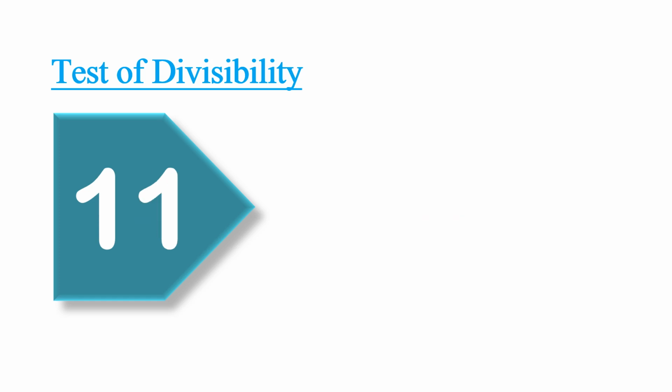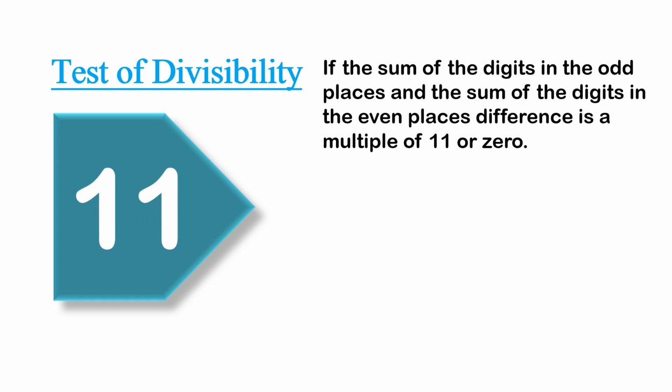Test of divisibility of 11. If the difference between the sum of the digits in the odd places and the sum of the digits in the even places is a multiple of 11 or 0, then the number is divisible by 11. Let's try to understand with an example.